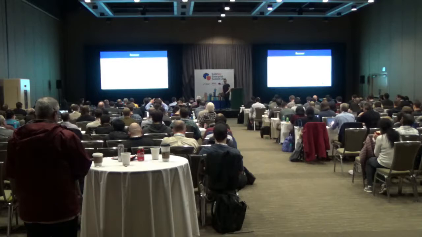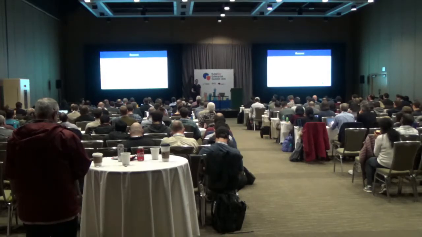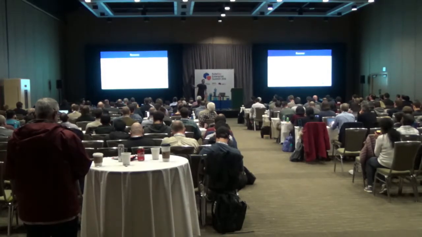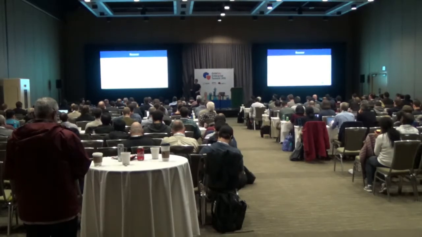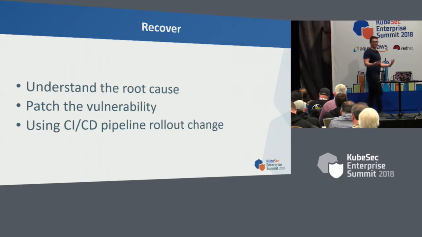Patch the vulnerability, like Kubernetes core did with that CVE last week. Just go patch it. And then, using a CI/CD pipeline, roll out the change. I've seen this a lot, where companies just skip out on the whole thing. They're like, we just need to push it to production. Just go. It just doesn't matter. Just get it out there. And it doesn't work that way.